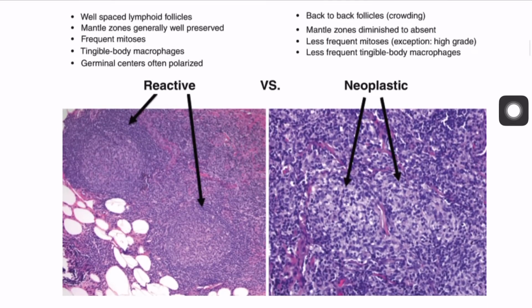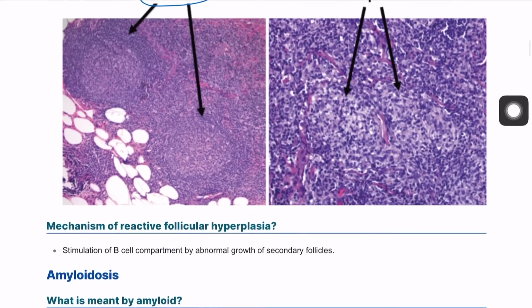So yeah, we looked here, this is a reactive follicular hyperplasia. If you look at this side, it is very organized and arranged, so this looks like reactive follicular hyperplasia. On the other side, it's haphazardly arranged, so this on the other side is malignancy rather than reactive follicular hyperplasia. And the mechanism is basically stimulation of the B cell component of the lymphoid follicle.